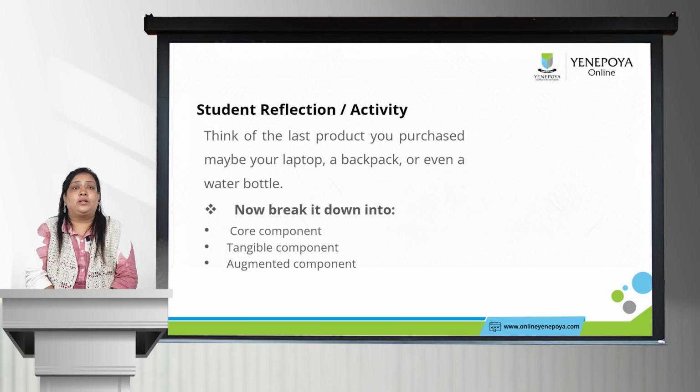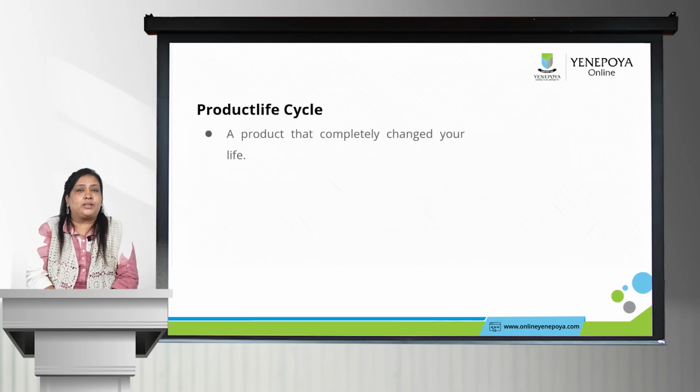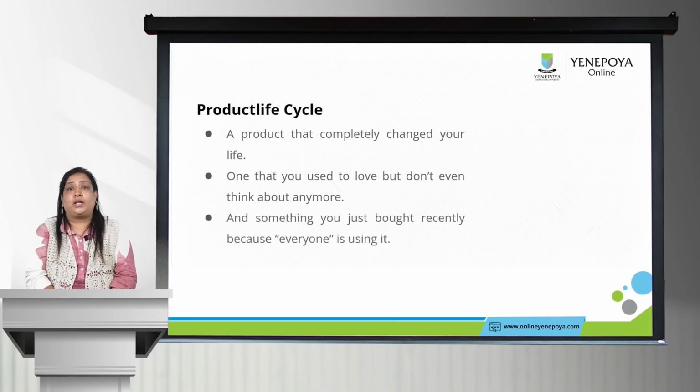Now let's move on to the most important topic, called product life cycle. Let's try this one activity. Close your eyes for a second and think of these three things: a product that completely changed your life, one that you used to love but don't even think about anymore, and something you just bought recently because everyone is using it. Got them in mind? Here is the truth. You just walked through the product life cycle without even realizing it.